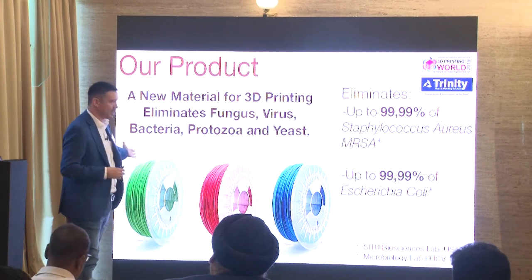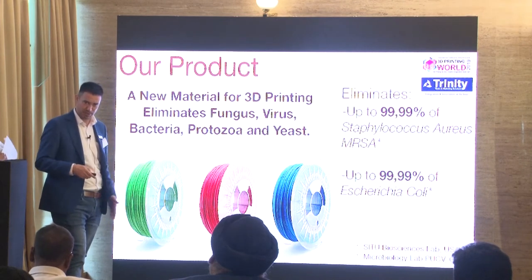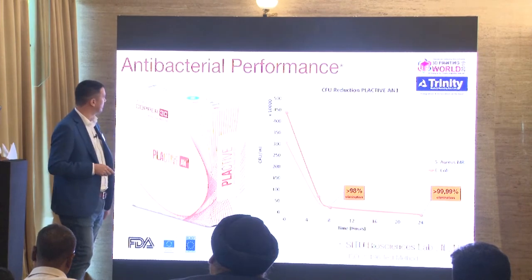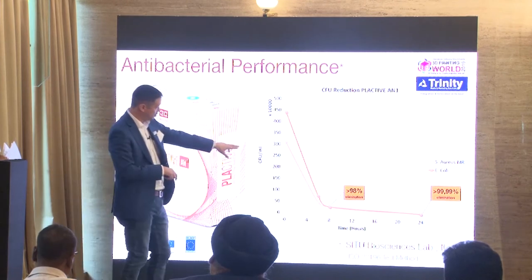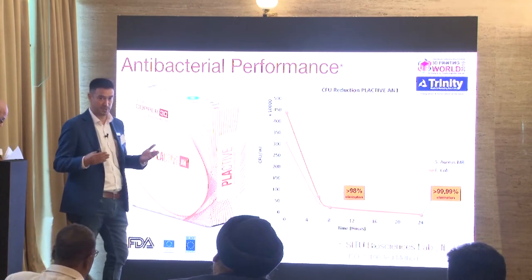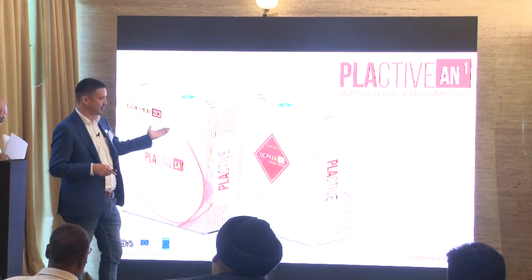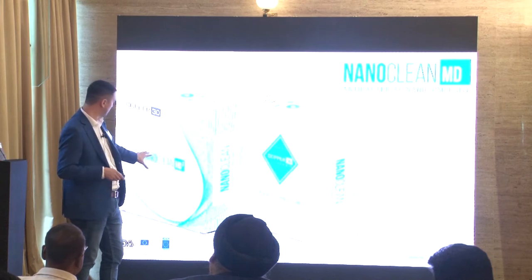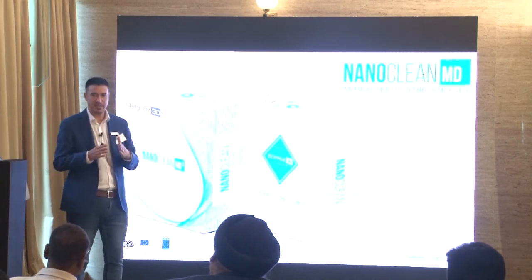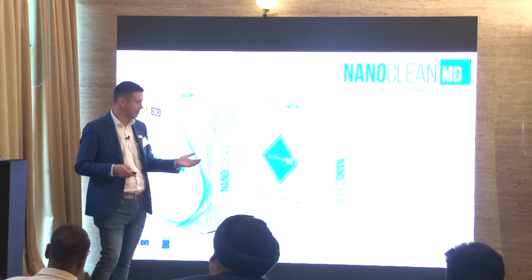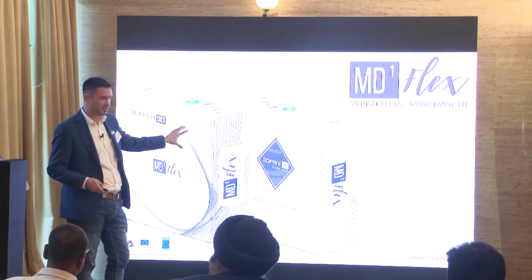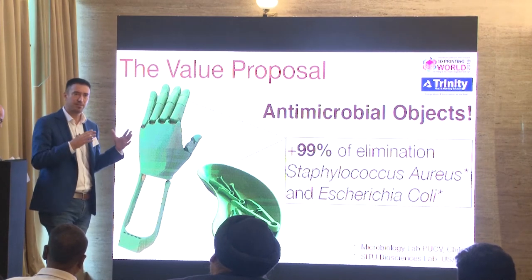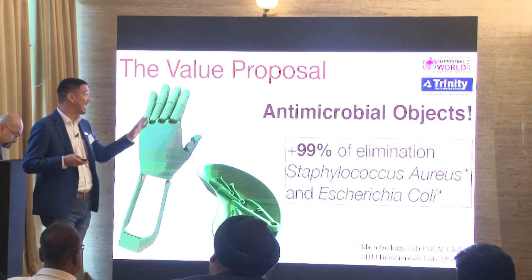This is what we actually sell: filaments for the 3D printing industry in the polymer sector right now. This is the antimicrobial performance. As you see there, it's more than 99.99% effectiveness. This is our first material, a PLA-based polymer. This is the second, a PETG antimicrobial material, and this is TPU, a flexible material.